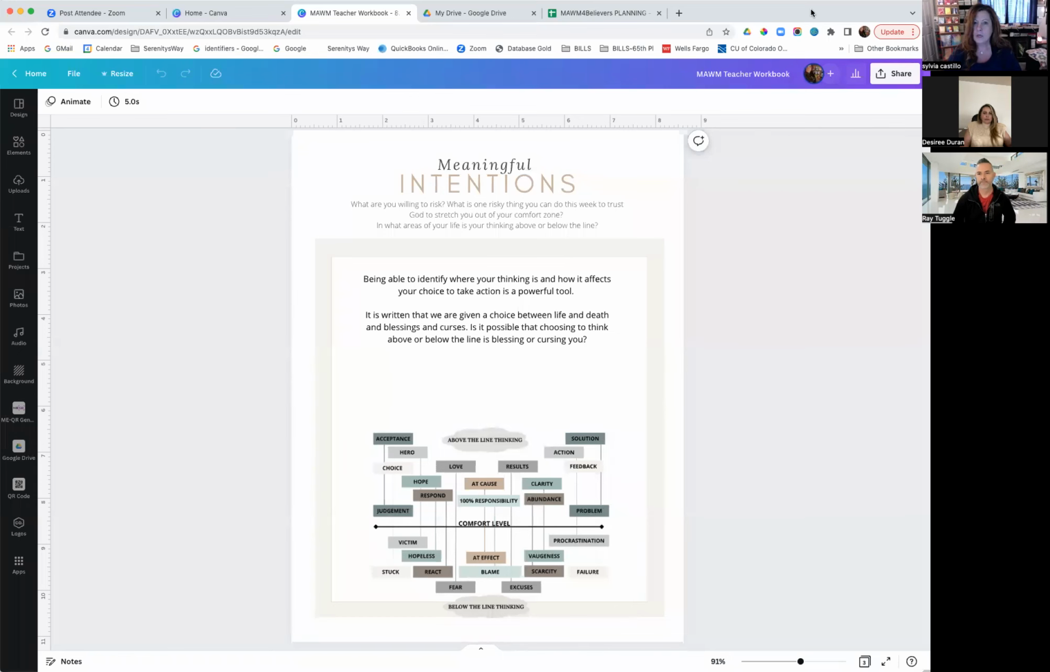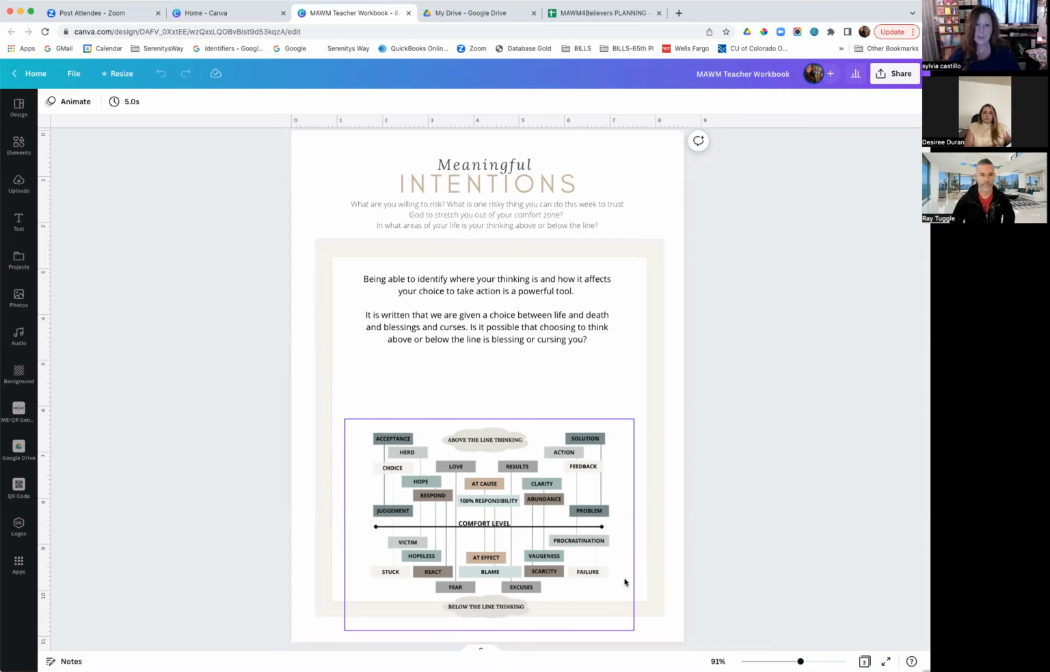Well, I'll go ahead. Let me share my screen so anyone who might not have the book in front of them can see what we're talking about. So in lesson 2, this is the diagram that Ray is referring to. In this lesson, we talk about your comfort zone and being above or below the line.